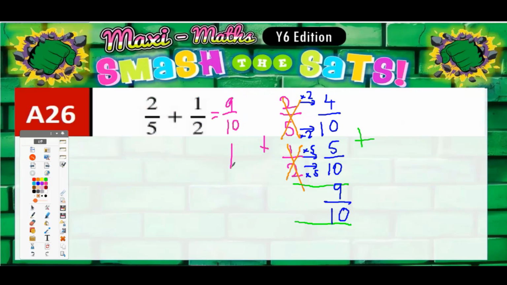So whilst we're on there, 9/10 would be 90%. That could also be acceptable. And you could even get asked what it is as a decimal. 9/10 is 0.9. But probably best, unless you're asked to change it, to stick with a fraction. So the correct fraction answer is 9/10.